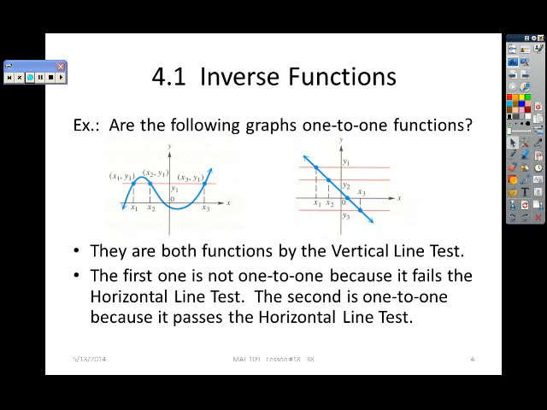You could have a curve, but it can't double back on itself. For instance, you could have the cubic, that's one-to-one, because it never comes back down. It always keeps going up. So you can have curved lines. A parabola is not one-to-one, because it's a U. So any horizontal line is going to intersect it more than once.